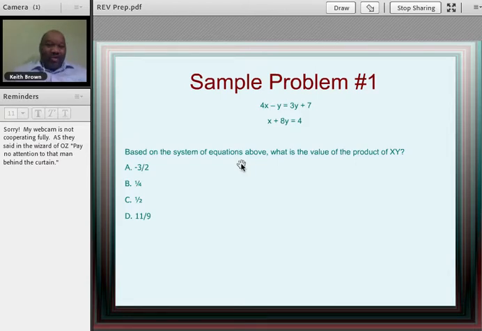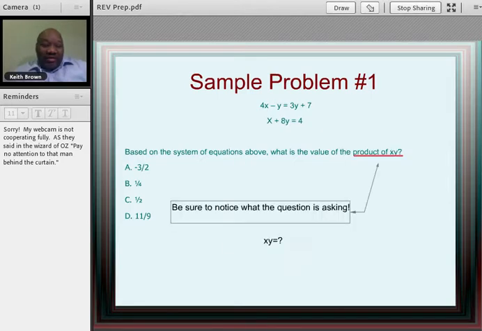Sample problem number 1. 4x minus y equals 3y plus 7, and x plus 8y equals 4. Based on the system of equations above, what is the value of the product of x, y? Well, the first question you're probably asking yourself is, what is the problem asking me? Absolutely correct. You should always identify what the problem is asking you. Either underline it or you can write it out.